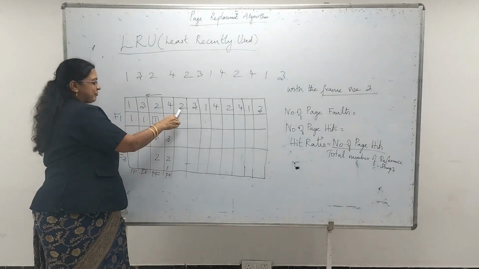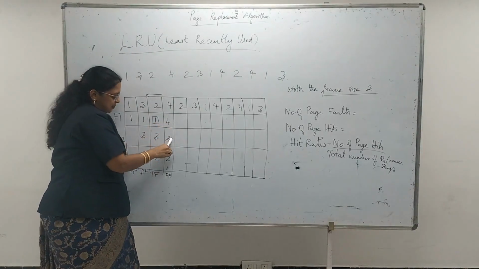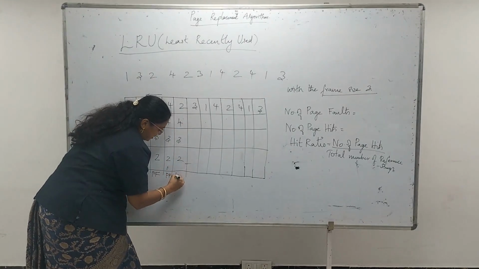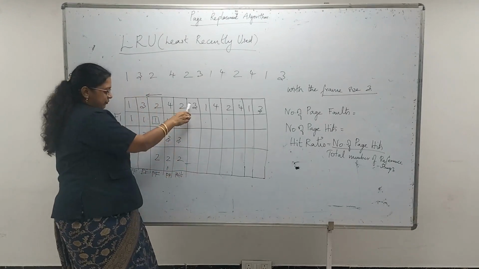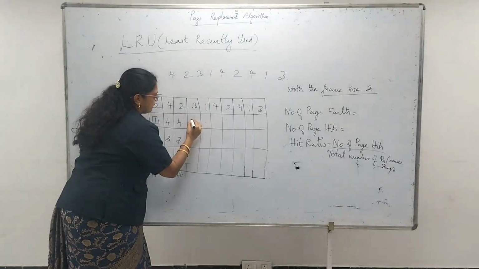Now check whether 2 is present in your frame or not. 2 is present. So 4, 3, 2. That is going to be your hit. Then check whether 3 is present or not. 3 is present. 4, 3, 2.